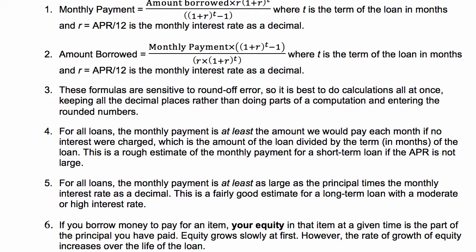Number 6. If you borrow money to pay for an item, your equity in that item at a given time is the part of the principal you have paid. Equity grows slowly at first. However, the rate of growth of equity increases over the life of the loan.